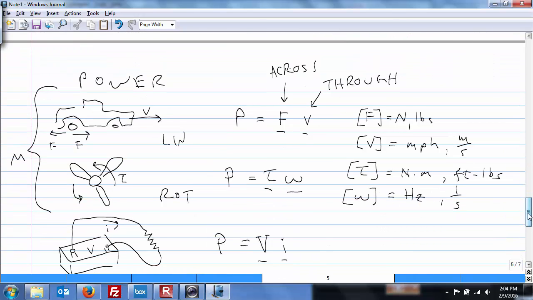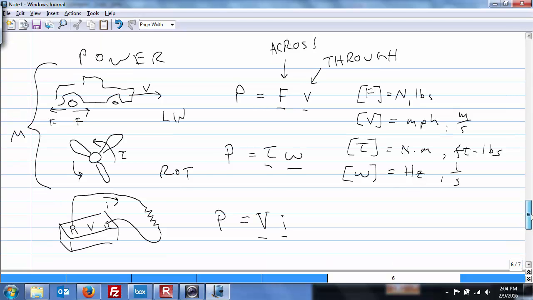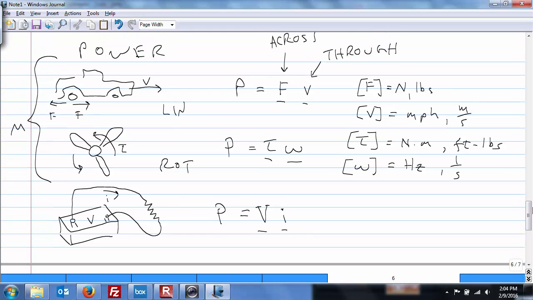We discussed specific examples of power. We did a linear mechanical system, a rotational system. We did an electrical system. In each case, you're just going to multiply an across variable by a through variable.